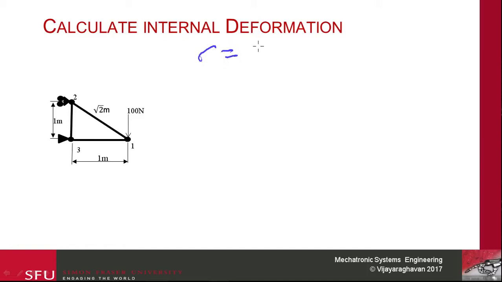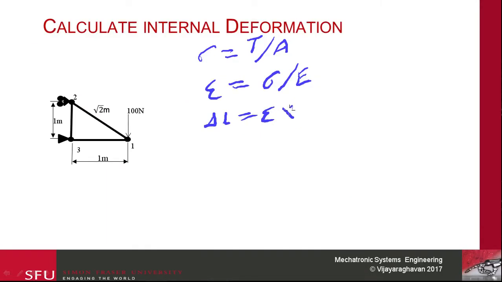My stress is going to be the load divided by the area, and then once we have the stress, you can calculate strain, which would be my stress divided by the Young's modulus. Once I have the strain, my change in length is going to be strain times the length of that particular beam. So here you can replace for each of 1, 2, 1, 3 and 2, 3, do the same set of calculations and then calculate the internal displacement or deformations in the link.